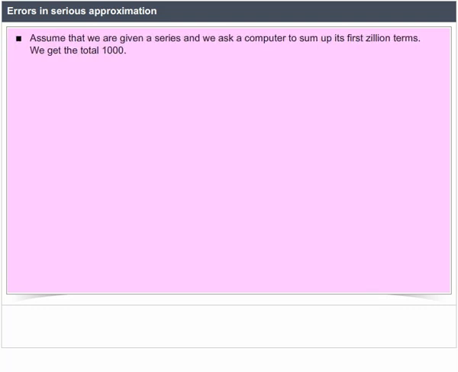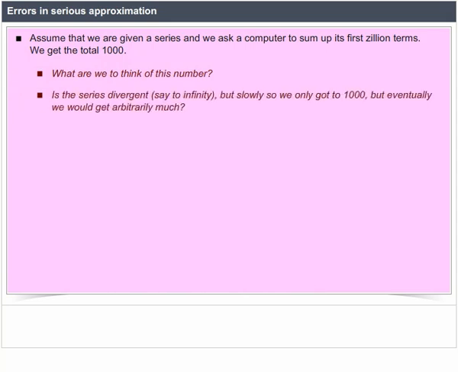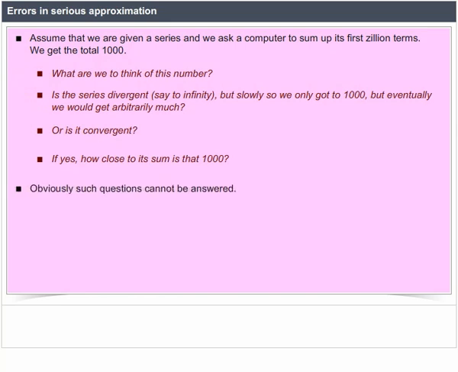Errors in series approximation. Assume that we are given a series and we ask a computer to sum up its first zillion terms. We get the total 1000. What are we to think of this number? Is the series divergent? Say to infinity, but slowly, so we only got to 1000, but eventually we would get arbitrarily much. Or is it convergent? If yes, how close to its sum is that 1000? Obviously, such questions cannot be answered. There are some tricks, but none of them really reliable.